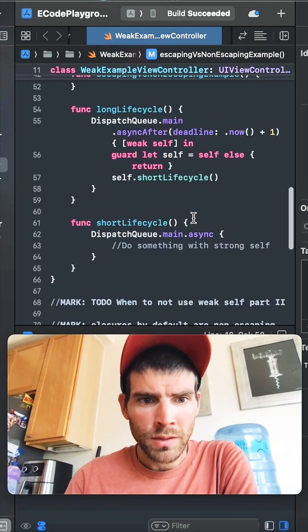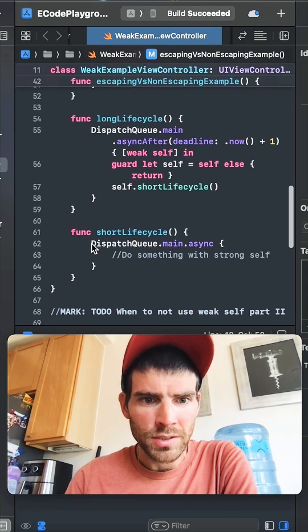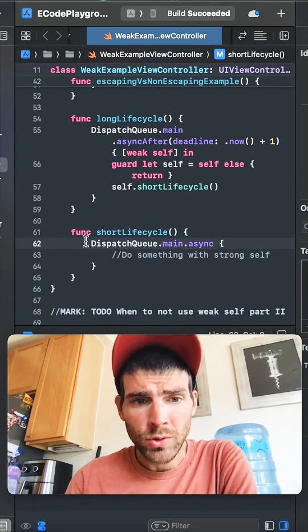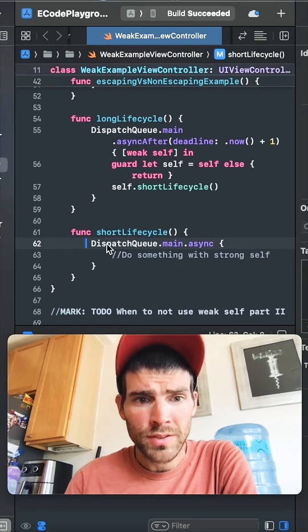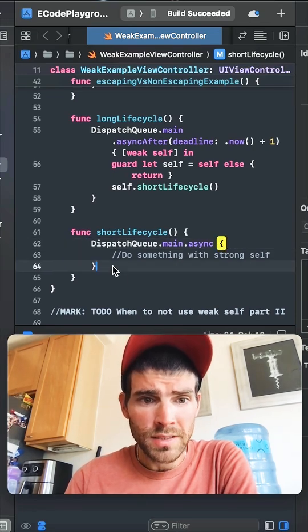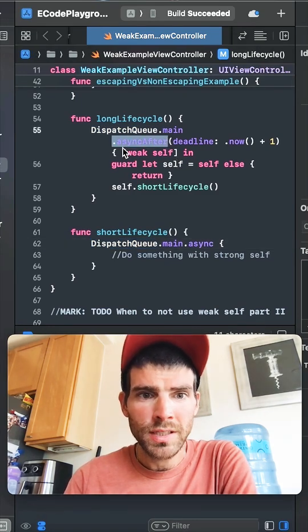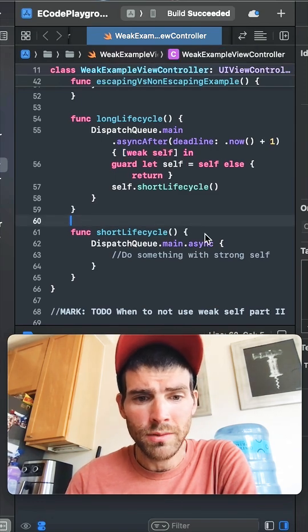So what about Grand Central Dispatch, like dispatch queue main async or whatever? In this case, the view controller doesn't have a strong reference to this, and this is going to execute immediately, so I don't need weak self. But for async after, because it's going to execute in the future, it can be a good idea to use weak self, especially since there's a lot of uncertainty around life cycles.